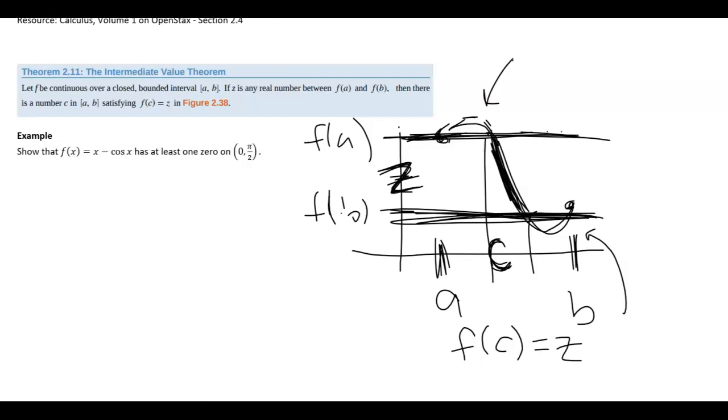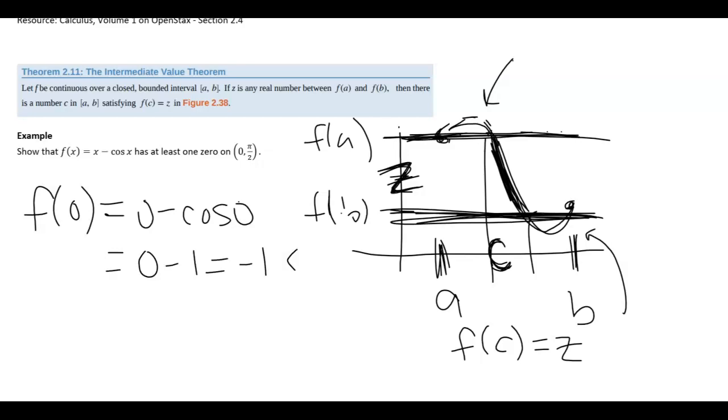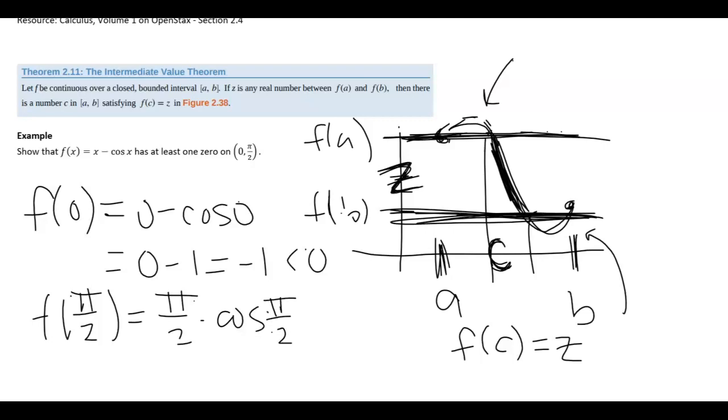Well, we don't include the endpoints, okay, so that's important. But we're going to look at, okay, what is f of 0? It's 0 minus the cosine of 0. The cosine of 0 is 1. So I have -1. That's a negative number. F of pi over 2 is pi over 2 minus the cosine of pi over 2. Cosine of pi over 2 is 0, and so I'm just left with pi over 2, which is a positive number.